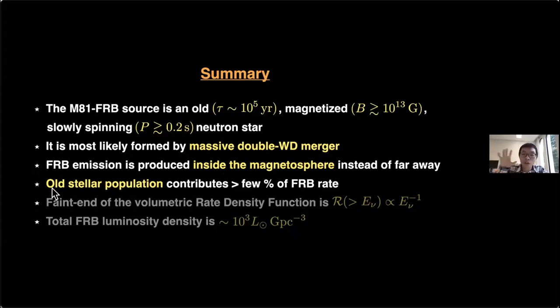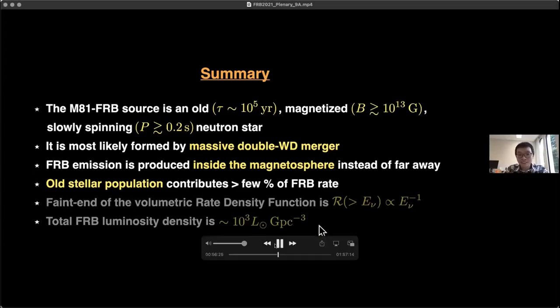So people should target those old stellar populations, like galaxy clusters and big galaxies. And here are the other things. Thanks so much.